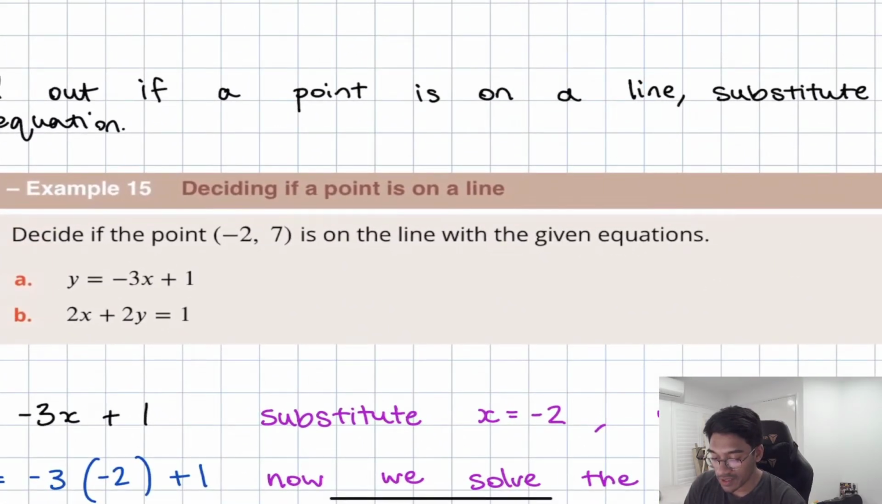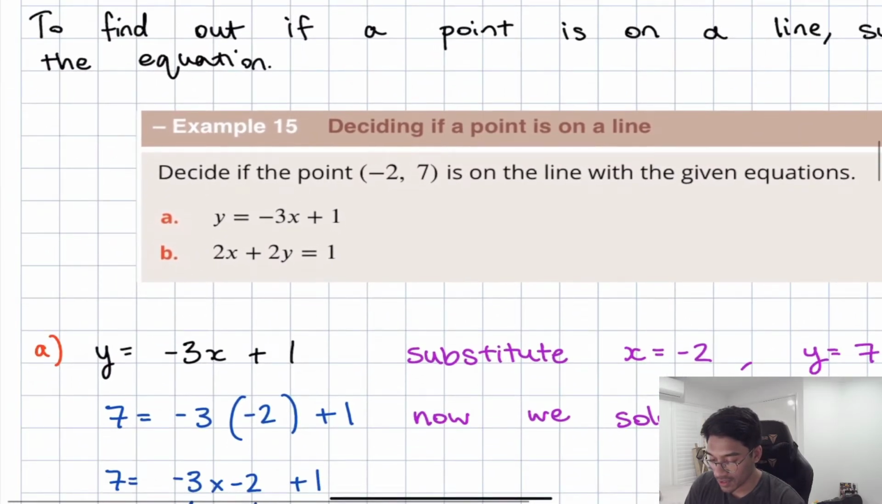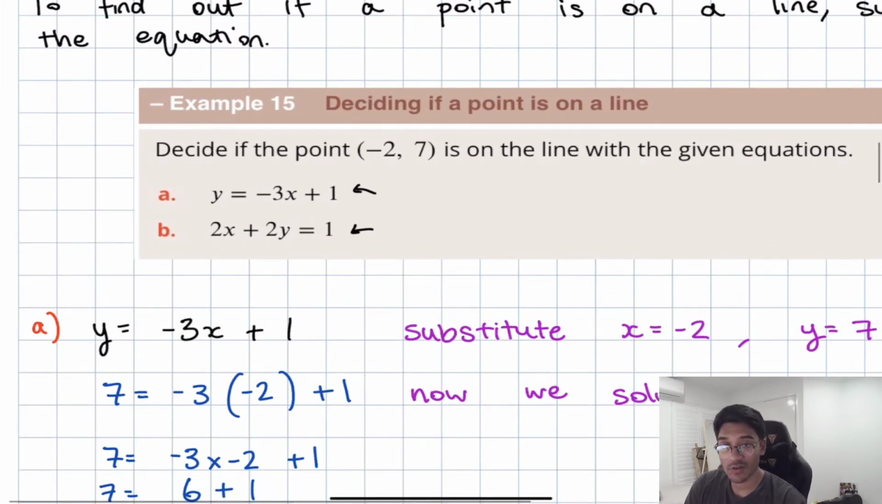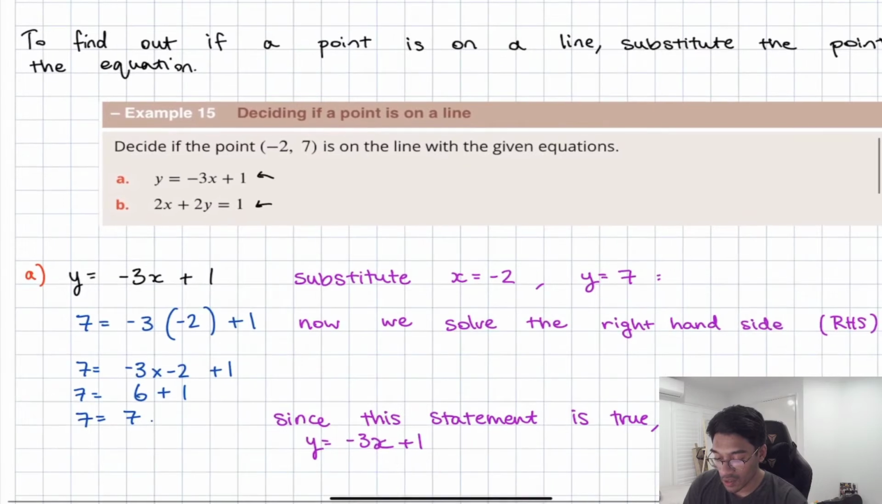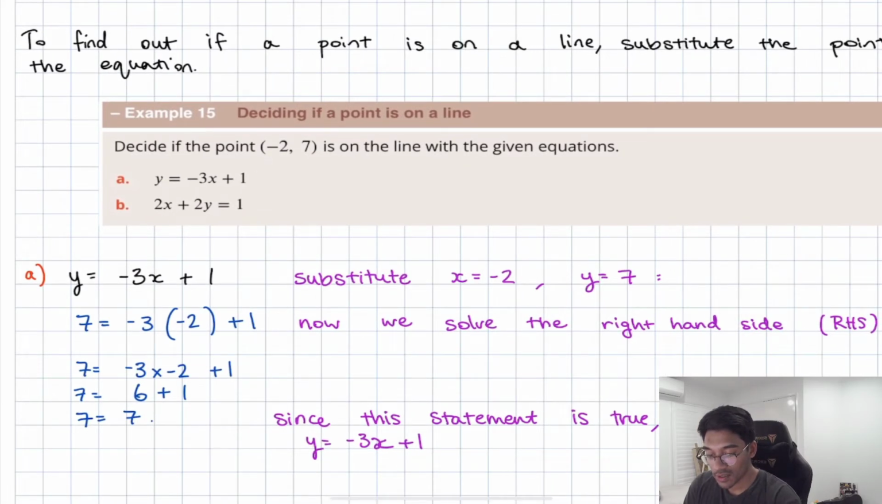So to decide if the point -2, 7 is on the line with the given equations. So here I have my first one is y is equal to -3x plus 1, and my second one is 2x plus 2y equals to 1. Now because I'm not graphing, I don't really care about it being y equals mx plus c form, so all I'm going to do is substitute my values. So when we're doing coordinates, just like in the alphabet, x comes before y, so when we're writing coordinates, it goes x comma y. What that means here is my x is -2 and my y is 7.